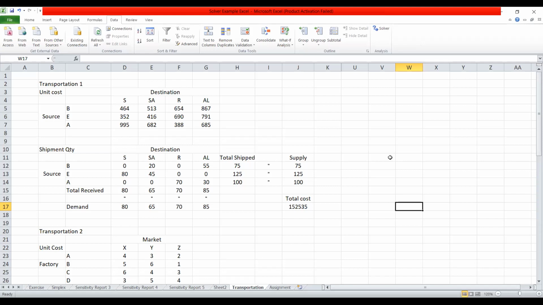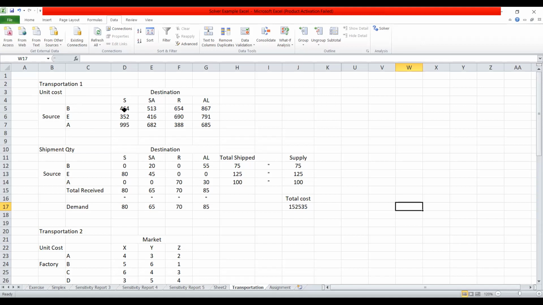Okay, now you can see our Microsoft Excel sheet. I have given this example based on your recommended textbook, so you can refer to this example in your textbook. Here we have three sources, that means three factories, and we have four market types.